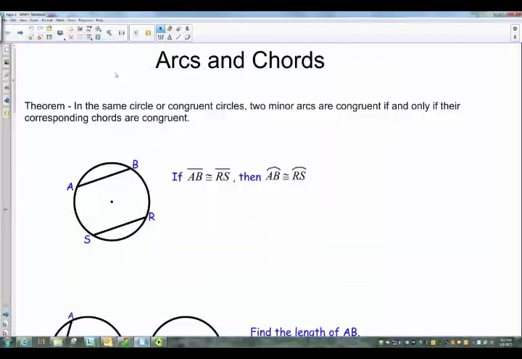Hey guys, welcome back. Today we're going to spend a little time talking about arcs and chords. Now in the last section, remember we talked about arc lengths and arcs. We're just going to take this a little bit further and relate it to chords, which we talked about in the first section. Okay, so we've got a theorem here that says in the same circle or in congruent circles, two minor arcs are congruent if and only if their corresponding chords are congruent.